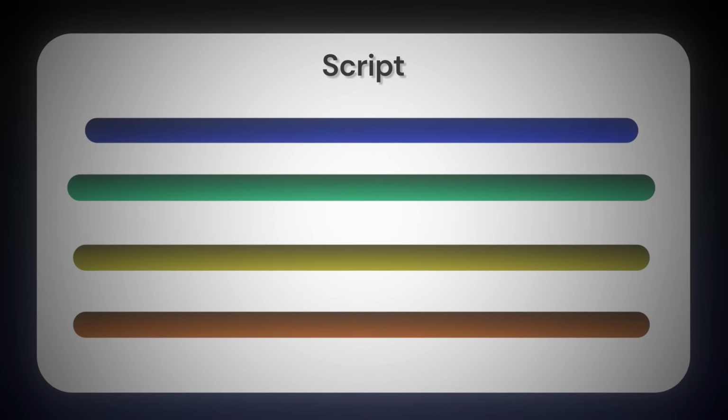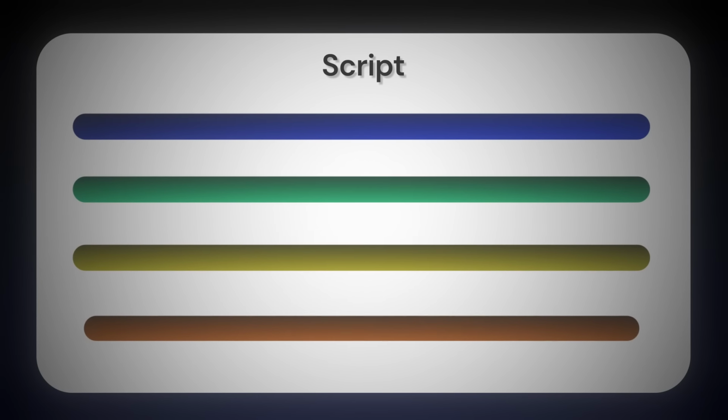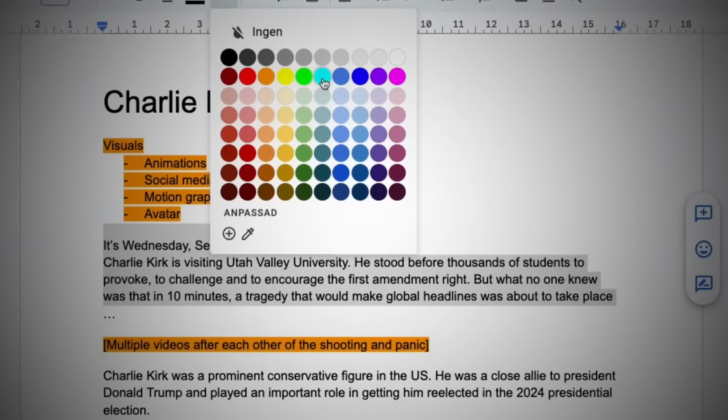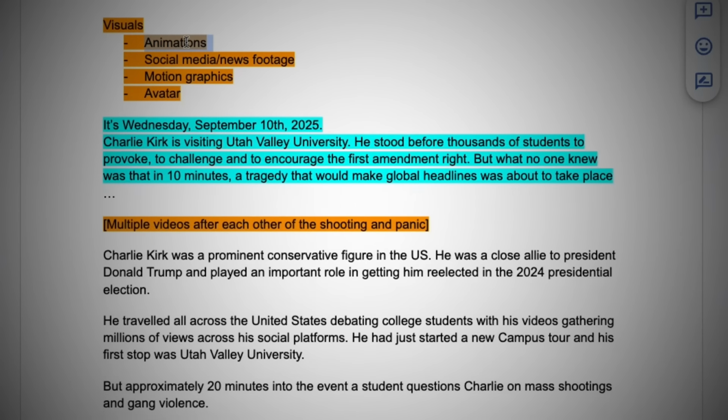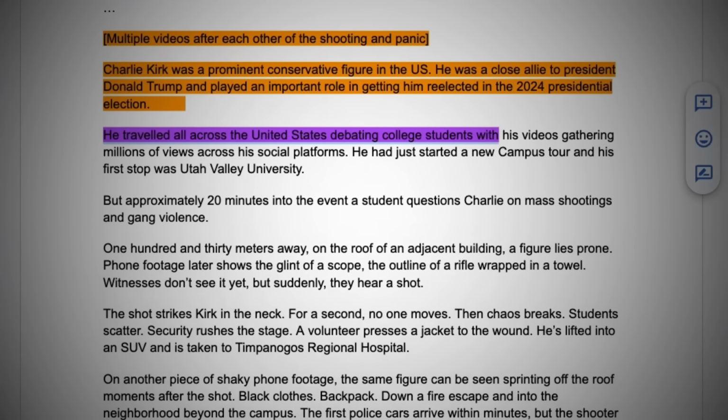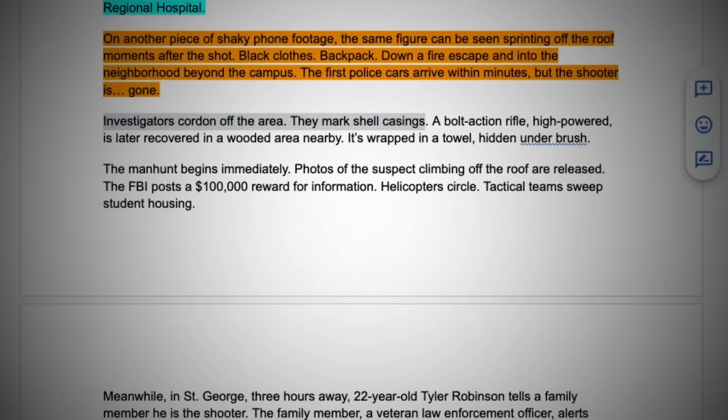First, break your script into different scenes and decide what kind of visuals each one needs, whether that's 3D animation, motion graphics, or real footage. Then, color code your script to keep things clear. I, for example, use blue for 3D animations, orange for social media clips, and purple for motion graphics. Once done, it should look something like this.